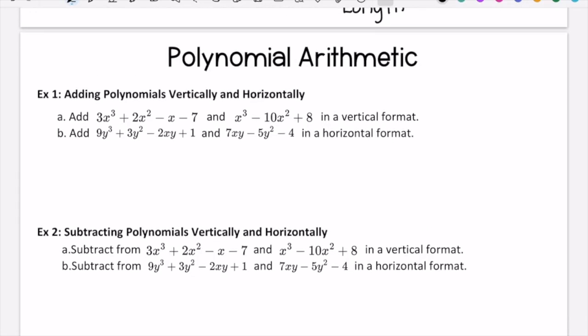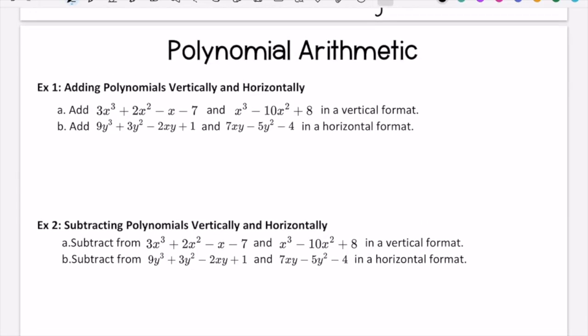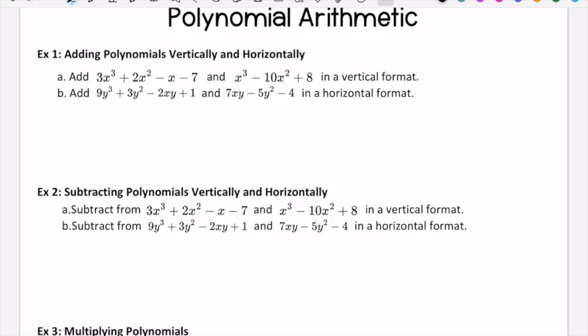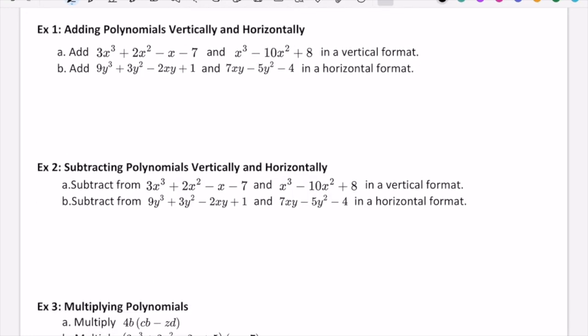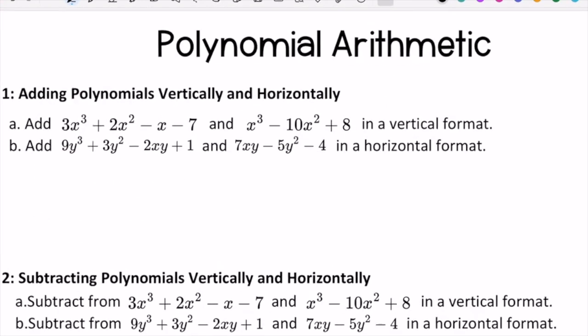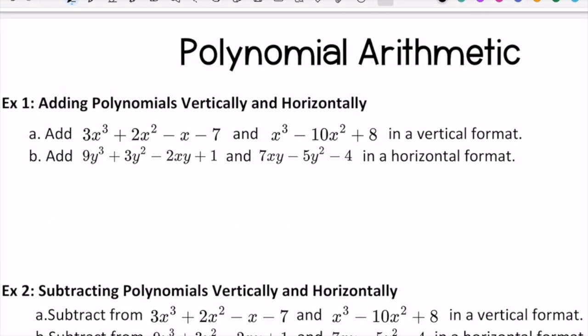All right, for this lesson, we're going to be talking about how to add, subtract, and multiply polynomials. So we're going to look at a few different ways of formatting. You're still doing the same process, especially when you add, subtract, and then we're going to look at some multiplication. So when you are adding polynomials, you can do it vertically or horizontally. Formatting is really just completely up to you.